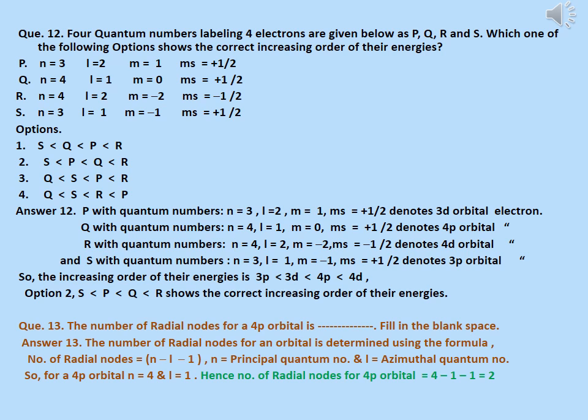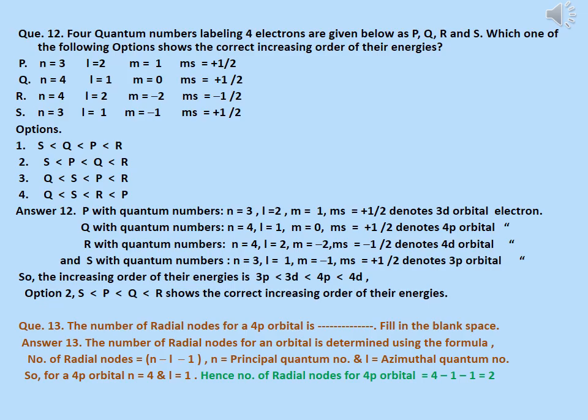Therefore, the correct increasing order of their energies would be lowest in energy 3p, then comes 3d, followed by 4p, and highest in energy would be 4d. Option 2 shows the correct increasing order of the energies of the electrons. That is S, P, Q, and R. S less than P, less than Q, less than R.